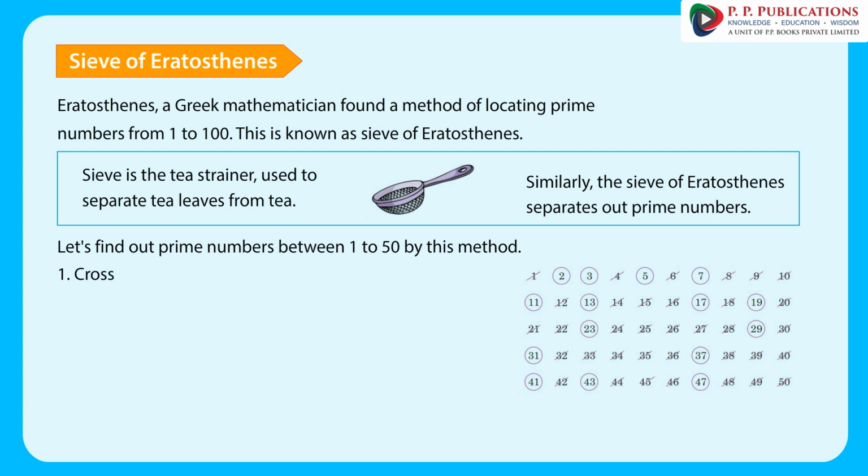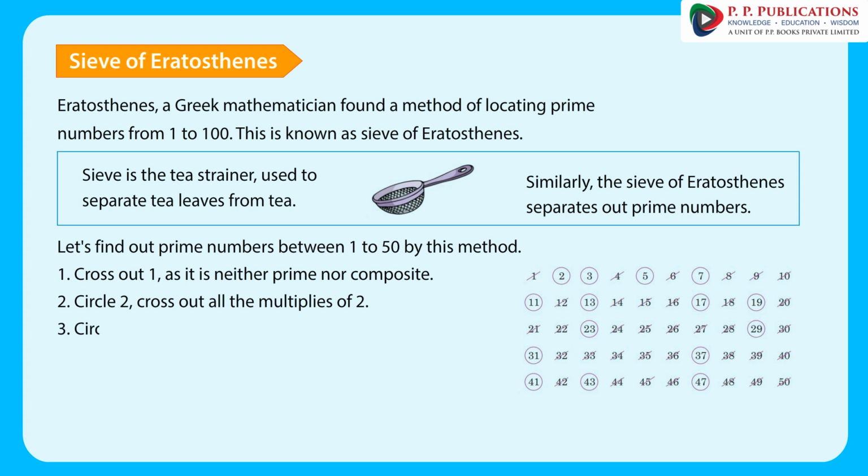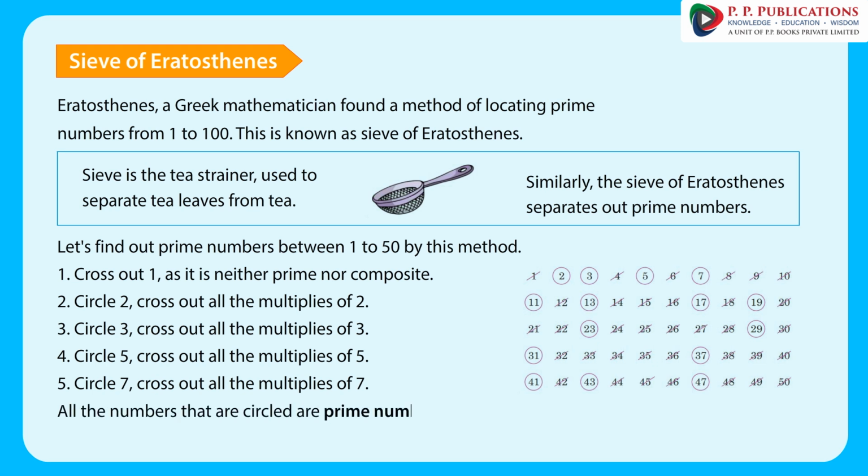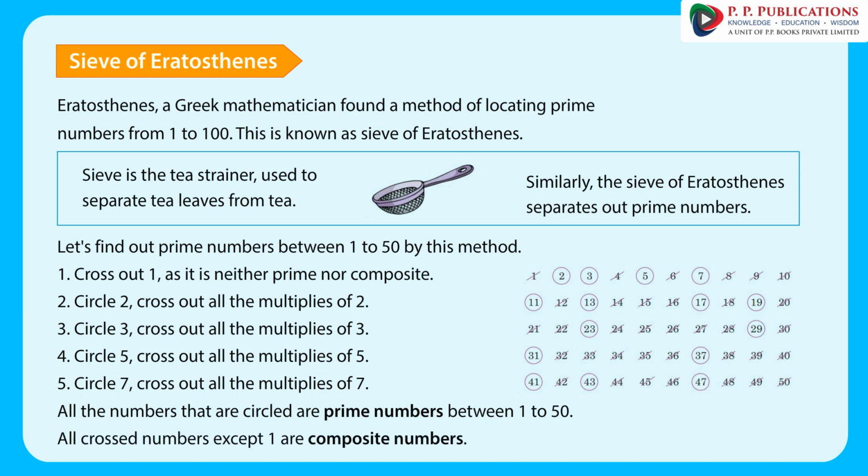1. Cross out 1 as it is neither prime nor composite. 2. Circle 2. Cross out all the multiples of 2. Circle 3. Cross out all the multiples of 3. Circle 5. Cross out all the multiples of 5. Circle 7. Cross out all the multiples of 7. All the numbers that are circled are prime numbers between 1 and 50. All the crossed numbers except 1 are composite numbers.